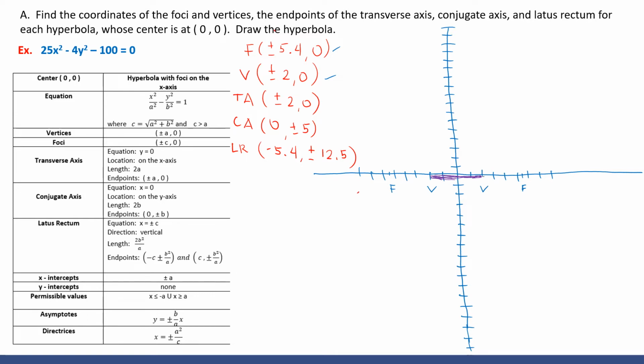While the conjugate axis is 0 plus minus 5, meaning tataas tayo ng 5. 1, 2, 3, 4, 5. So hanggang dito. Okay, at bababa tayo ng 5. 1, 2, then 3, 4, 5. So this will serve as our conjugate axis. With these two, pwede na tayo makakreate ng sinasabi nating auxiliary rectangle. Sabi natin kanina, malaking tulong itong ating gagawing auxiliary rectangle.